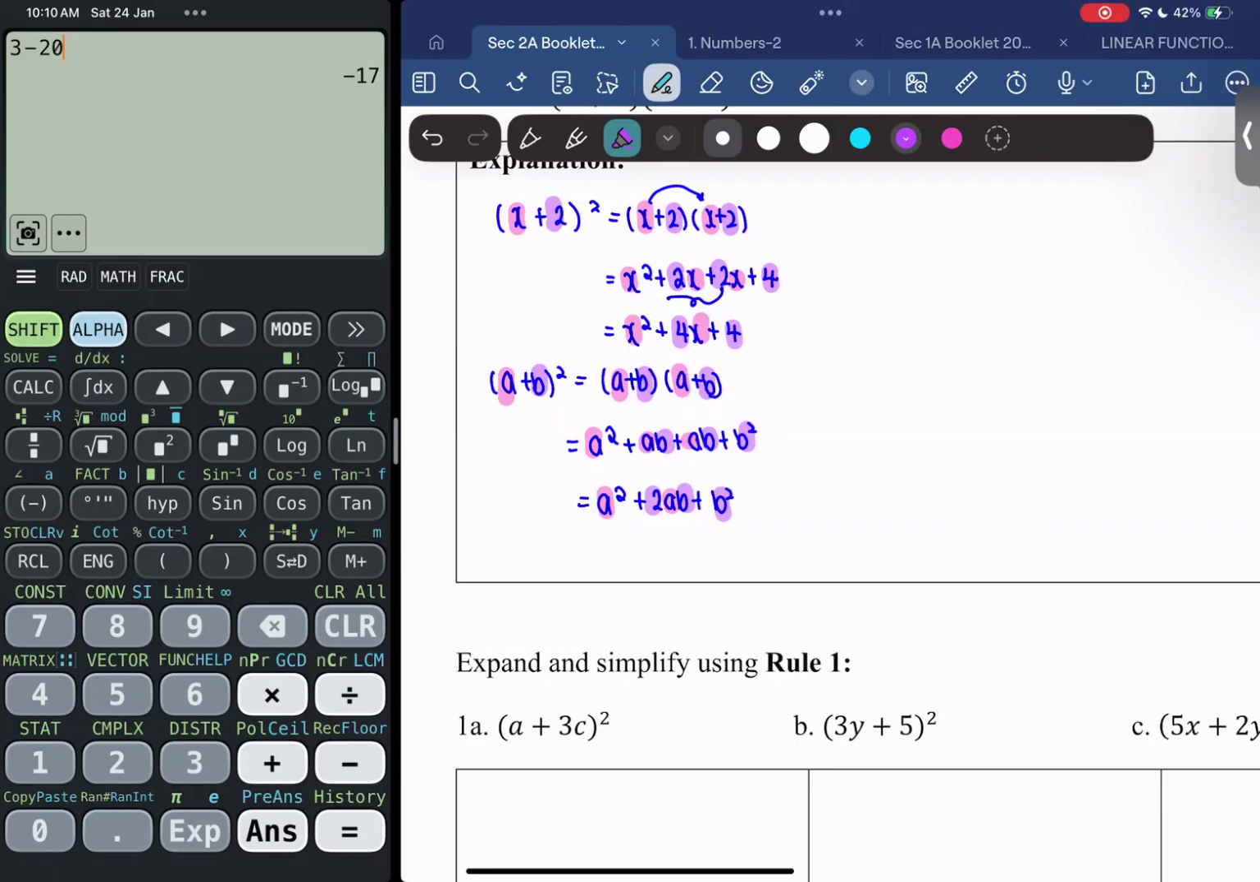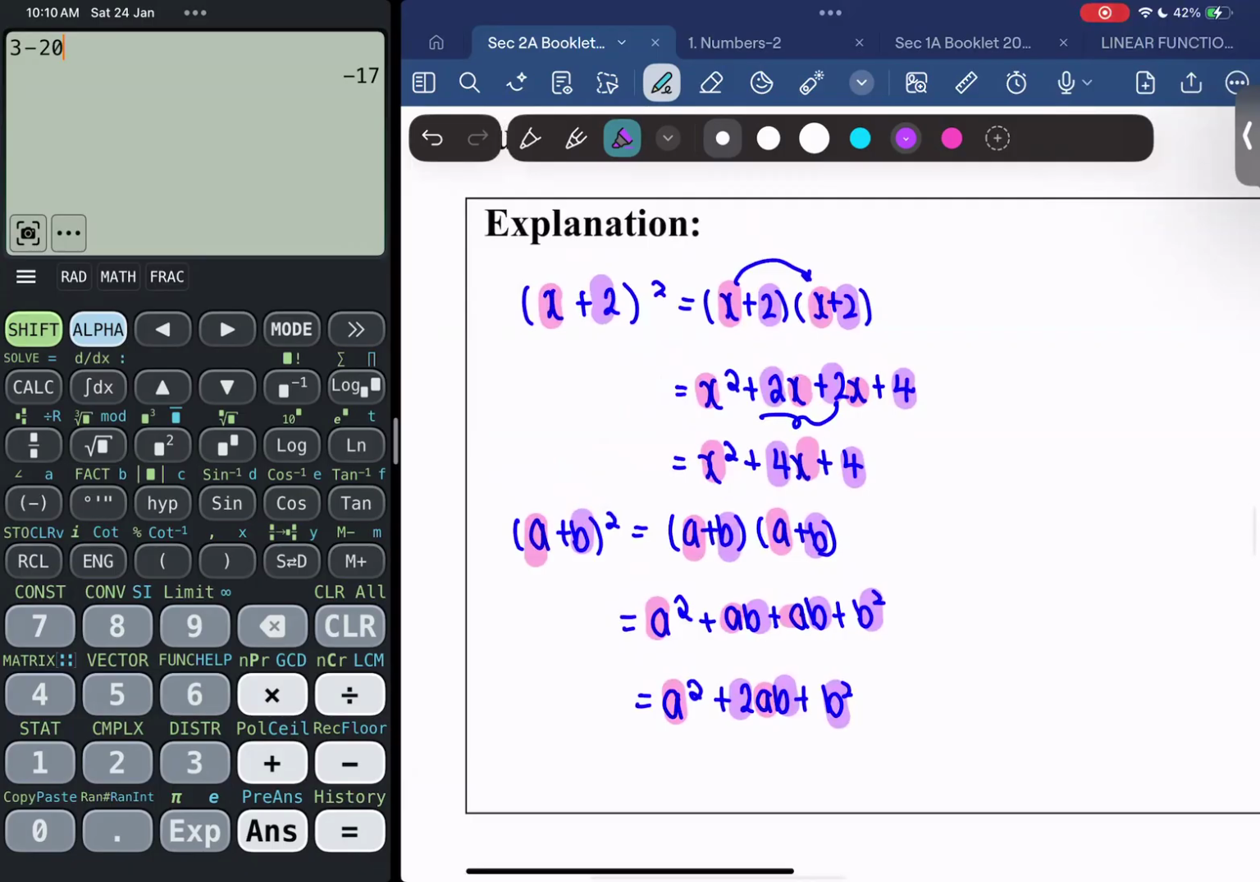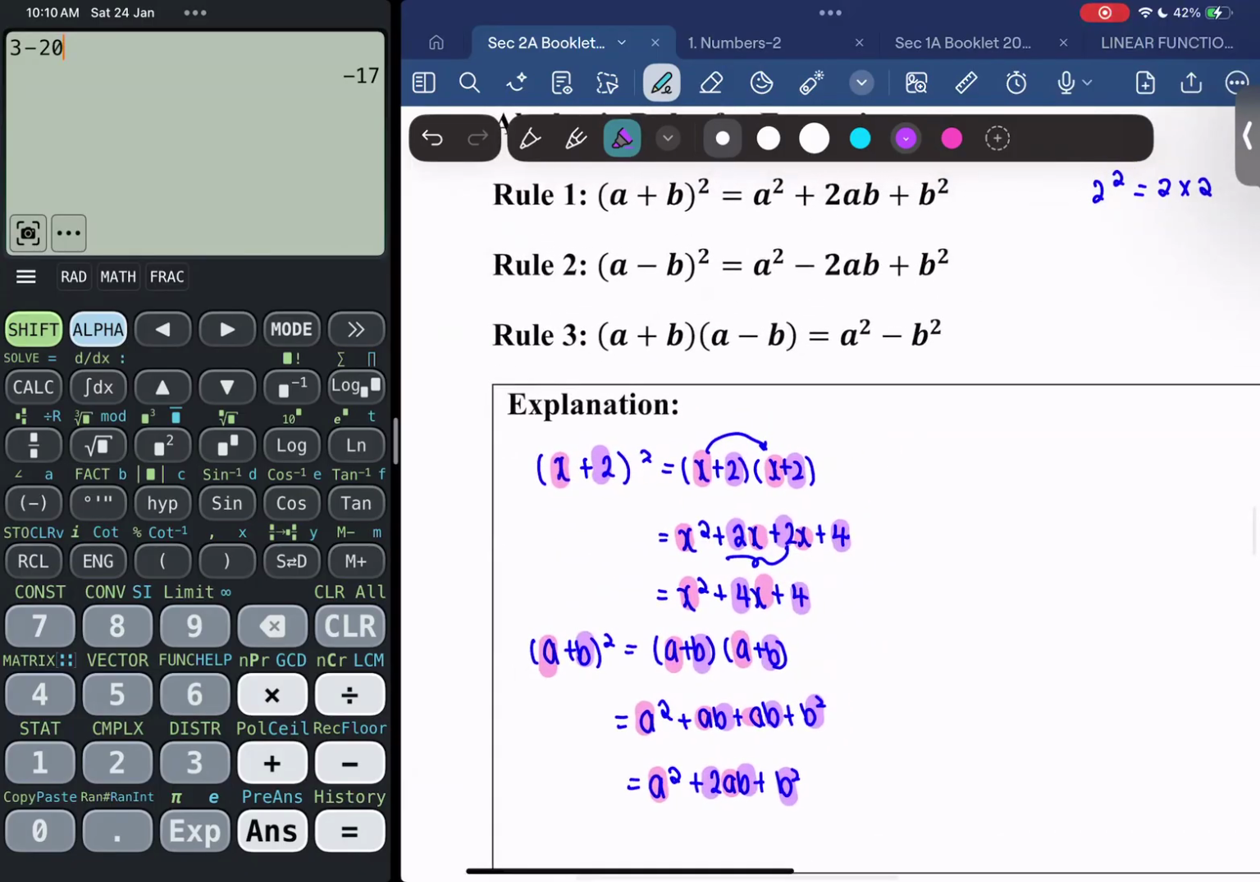So in exam, if you forgot your rules, don't worry, you can actually generate it. You can actually get it out by expanding. All right?